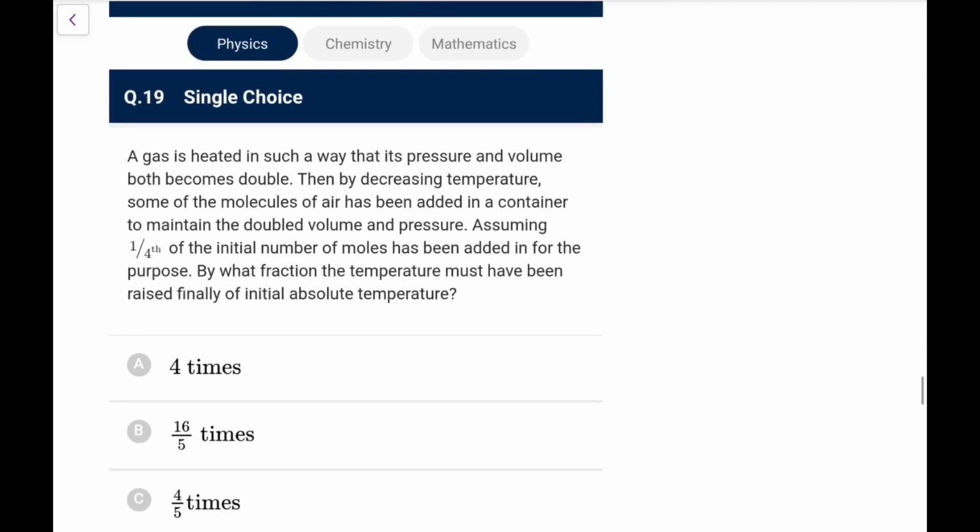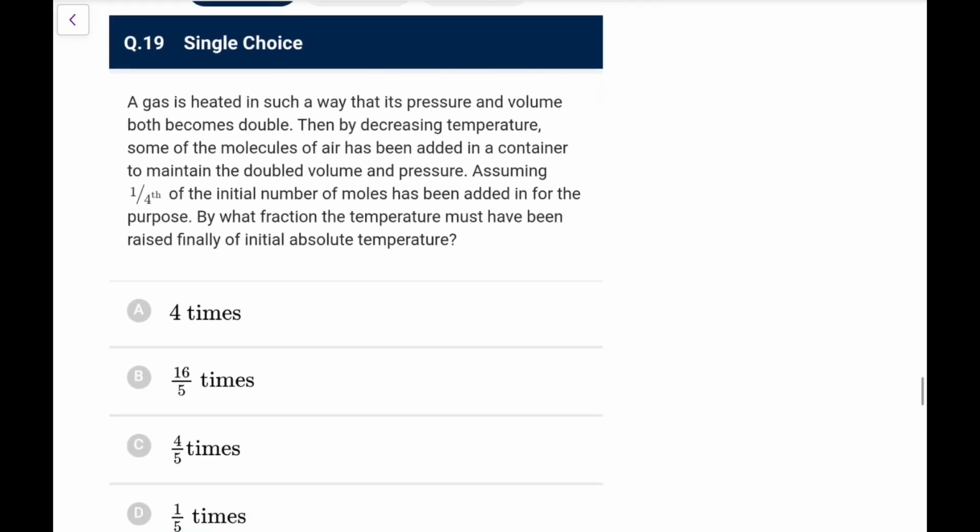Easy one for you. Next, gas is heated in such a way that its pressure and volume both become doubled. Then by decreasing temperature, some of the molecules of air have been added in the container to maintain the doubled volume and pressure. Assuming 1/4 of the initial number of moles have been added, by what fraction must the temperature have been raised finally of the initial absolute temperature.